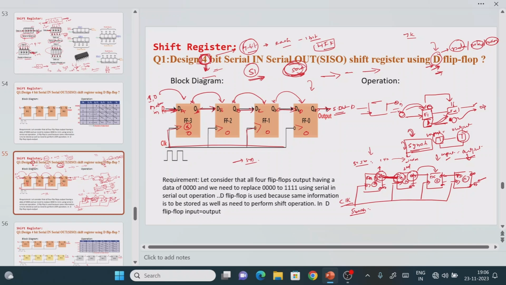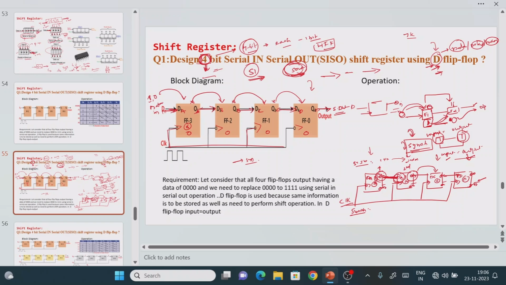So as we discussed previously, a D flip-flop is used because the same information is stored, and we need to perform the shifting operation. After shifting, the same input will go to the output, or the same output will go to the input. It means that the flip-flop input will be equal to the output value.